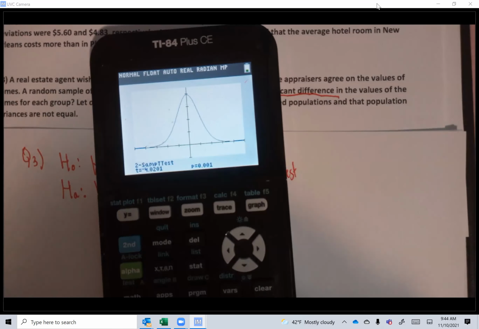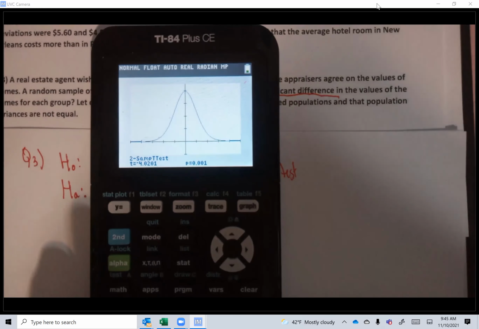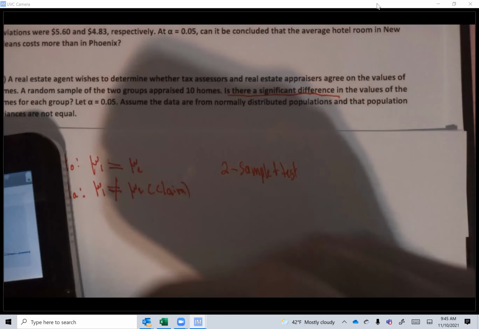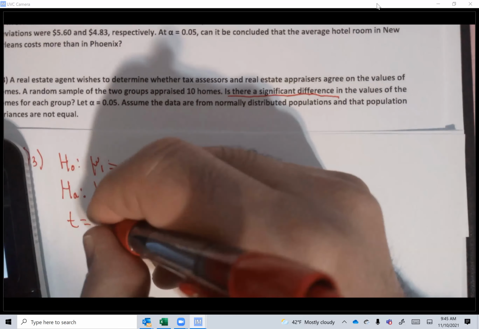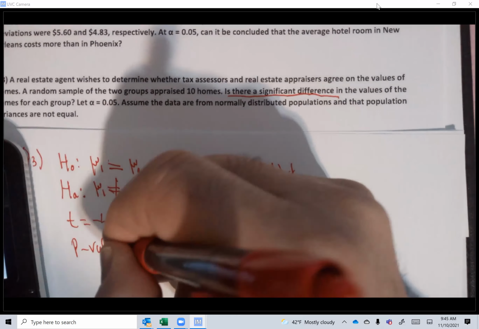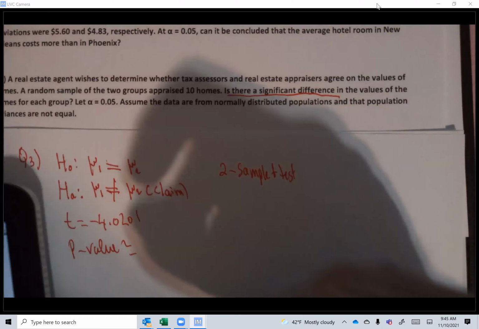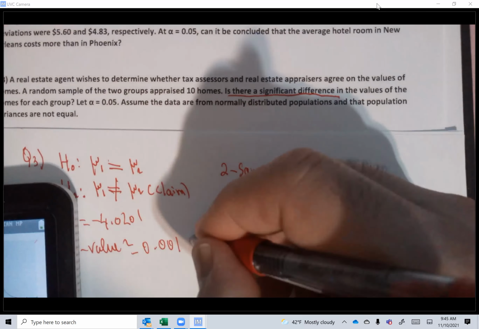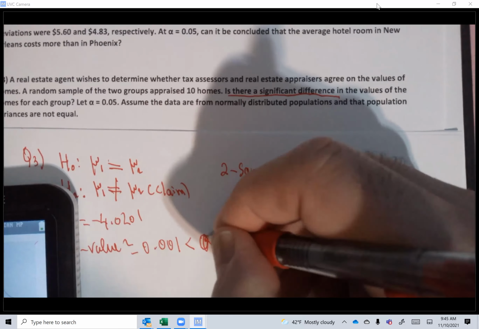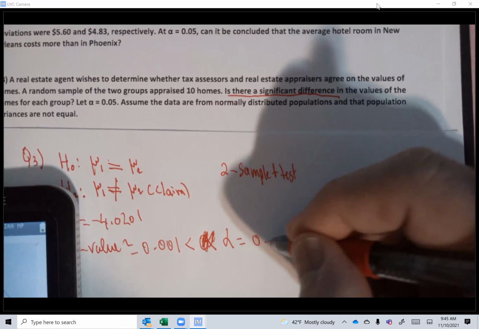That means the p-value is very small, guys. So T is negative 4.0201. And look at the p-value, guys. Barely anything. That means you reject HO, less than alpha. What was alpha here? 0.05.